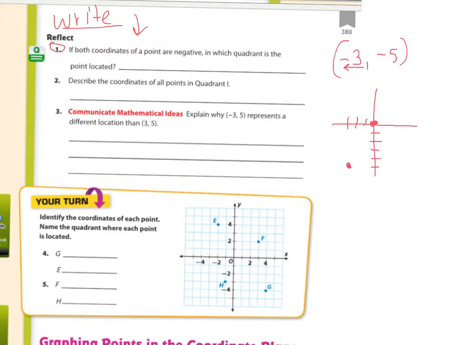So what quadrant is this? Remember, this one is 1, 2, this one is 3, and this one is 4. Okay, so when both points are negative, you're in quadrant 3. Okay, so you wrote that down. Here's your answer. Describe the coordinates of all points in quadrant 1. Okay, so when you're in quadrant 1, all points are positive.